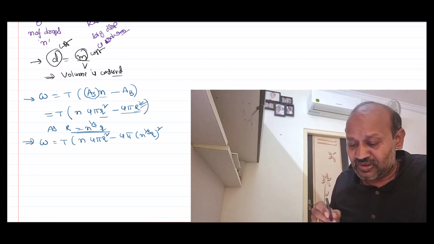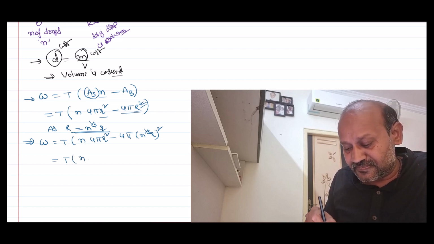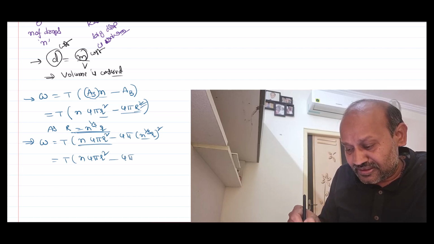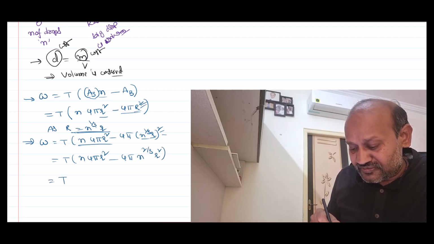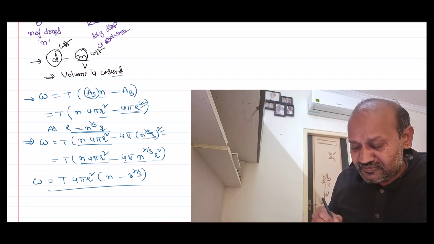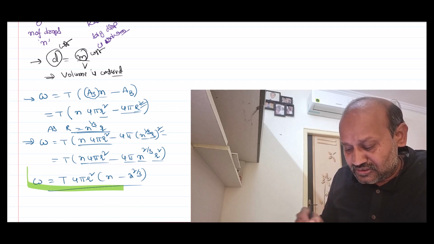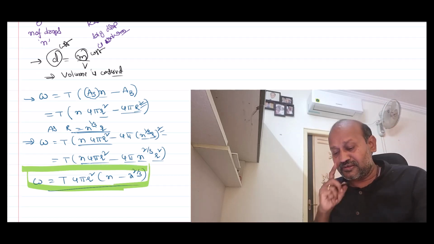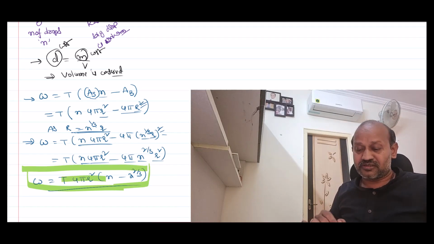Therefore I should write whole square. So work done will be surface tension into n into 4 pi r square, this term, minus 4 pi, n power 1 by 3 whole square, that is n power 2 by 3, small r whole square, that is small r square. So surface tension, 4 pi r square can be taken out as a common term, and the remaining term is n minus n power 2 by 3. So this is the formula that we can use to calculate the energy required to combine n number of small drops together to get a big drop.